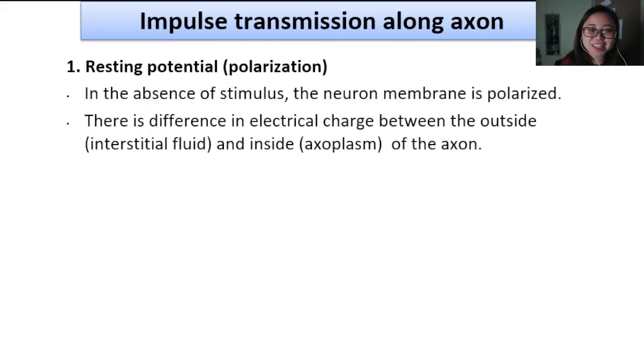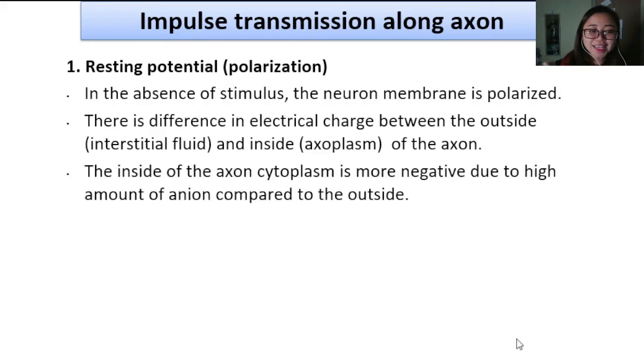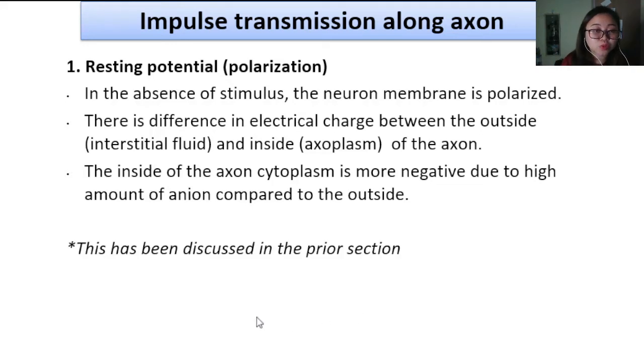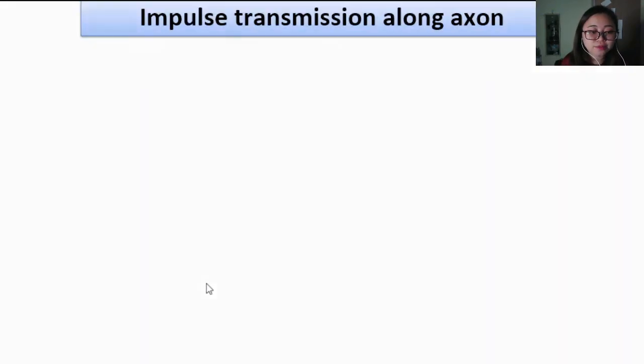At this stage, there is difference in electrical charge between the outside, which is the interstitial fluid, and the inside or cytoplasm of the axon. The inside of the axon cytoplasm is more negative due to high amount of anions compared to the outside. And this is what we discussed in the previous slides. Then we go on to the second stage or second phase.